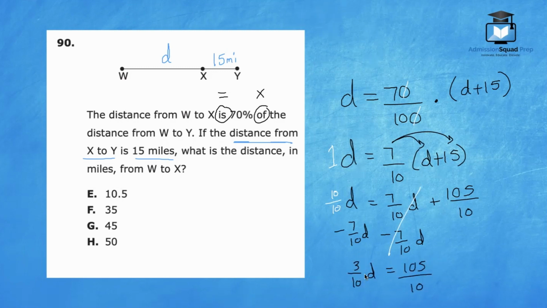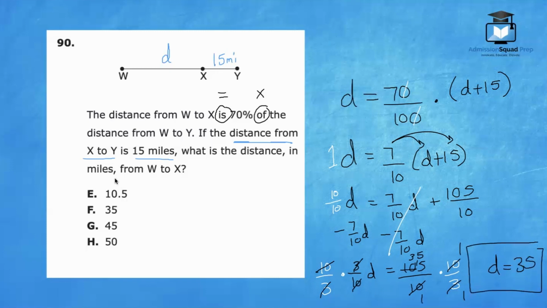In order to get rid of our fractional coefficient here, we will multiply both sides of this equation by the reciprocal. So the 10s will cancel out here on the left. The 3s will also cancel out here on the left. 10 divided by 10 is 1. 10 divided by 10 is 1. 3 divided by 3 is 1. And 3 into 10 goes 3 times, remainder 1. 15 divided by 3 is 5. So D equals 35 miles. So the correct answer is choice F.